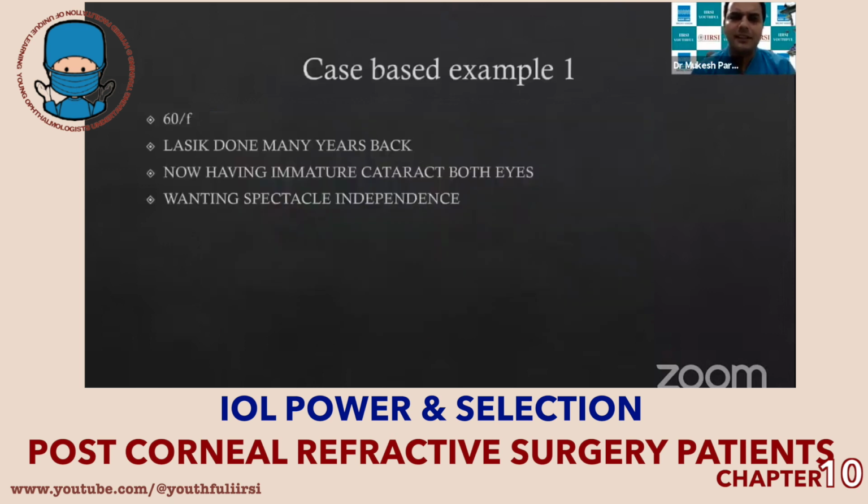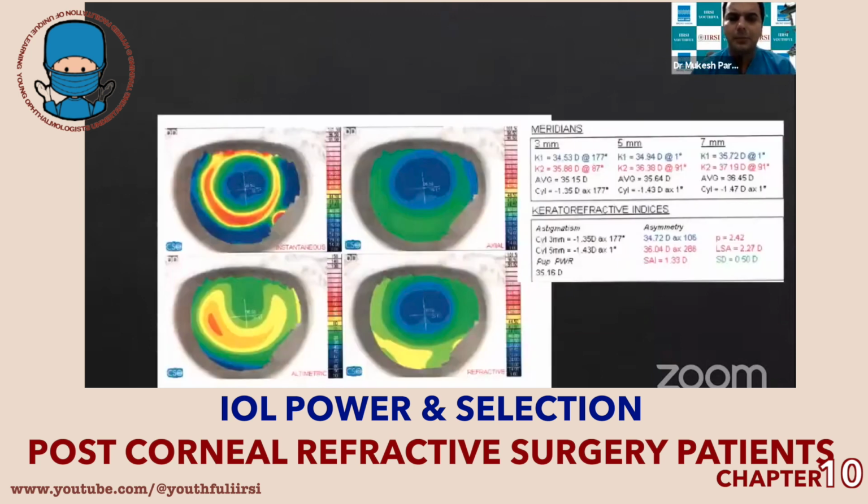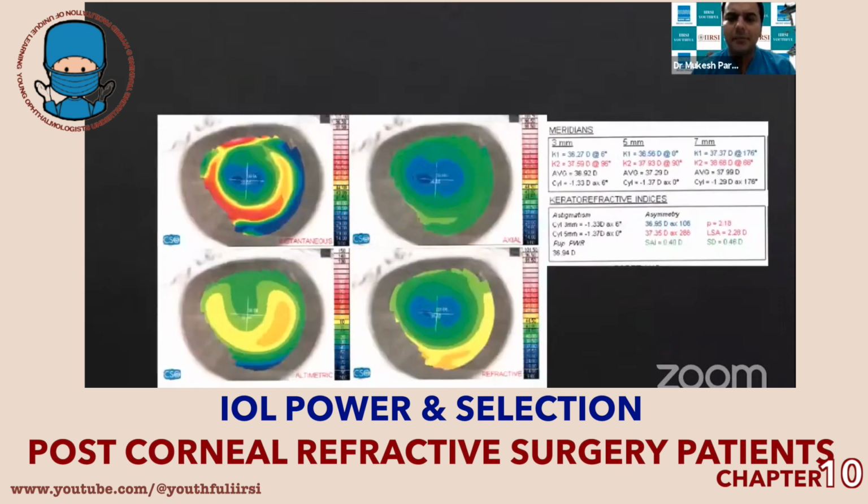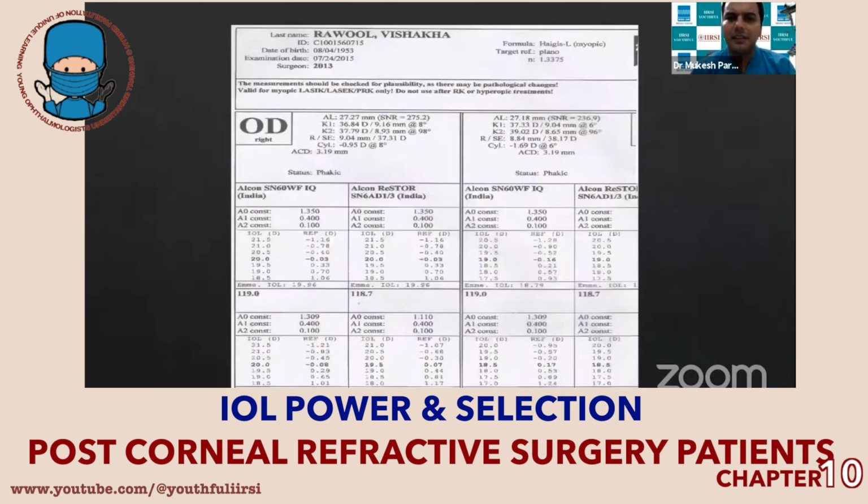I'll just give you one small example. The patient had LASIK done many years back, now having this kind of fairly centered topography. If you see the right eye, and we see the left eye. And this Placido tells me basically one thing, that the ablation is fairly centered and it is not a decentered ablation. So I can perhaps go for a premium IOL in this patient. There was some amount of toricity seen in the left eye, to around 1.7 diopters.